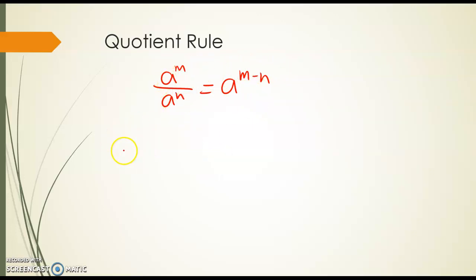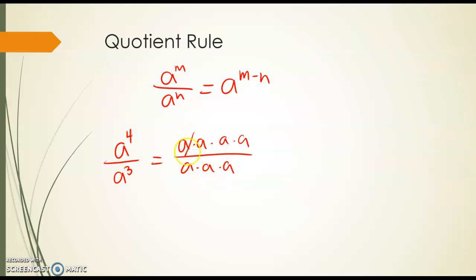Now, maybe you're like, but why does that work? If we do a to the fourth power over a to the third power, then we would have a times a times a times a over a times a times a. We would divide out 3 a's, top and bottom, leaving us with just one a. Which is the same as if I would have done a to the 4 minus 3, that equals a to the first power, which is just a.